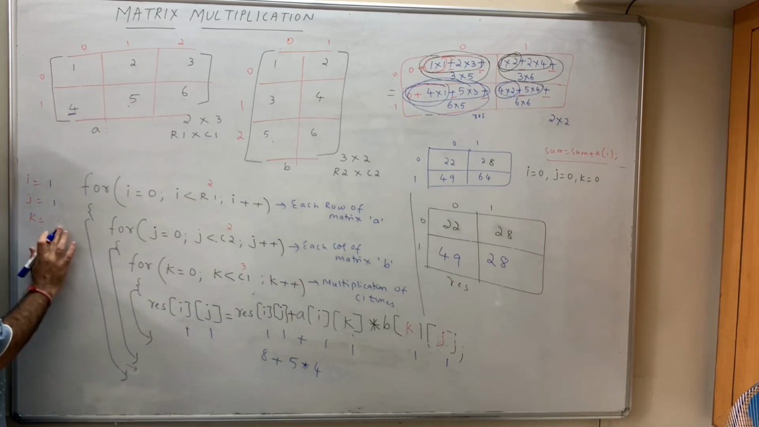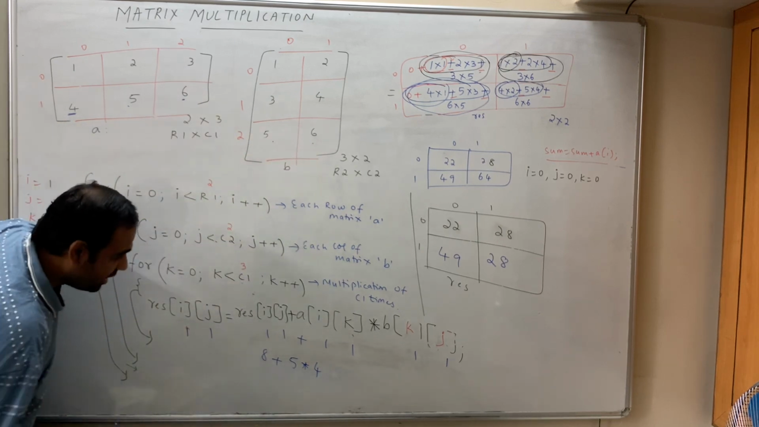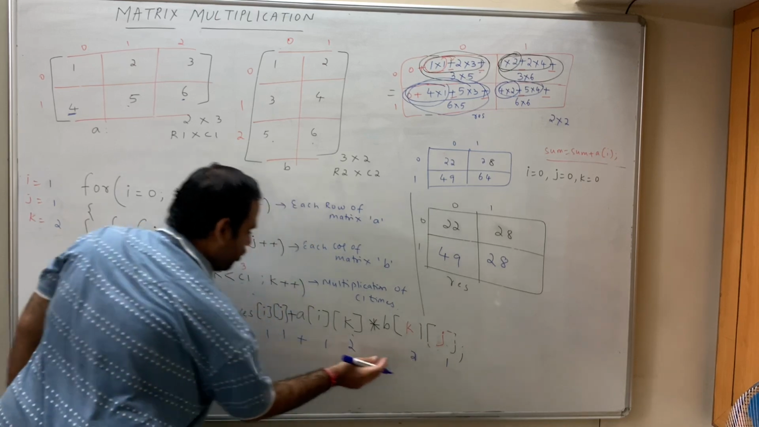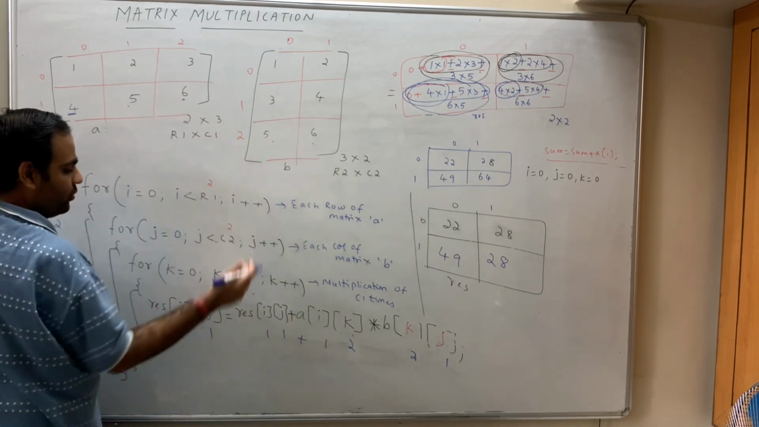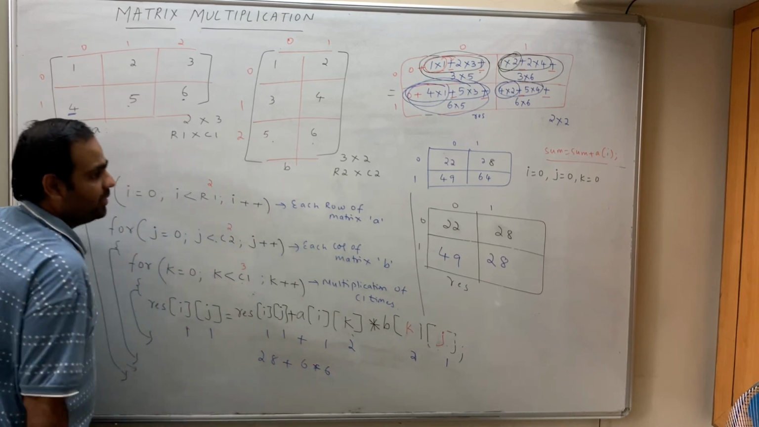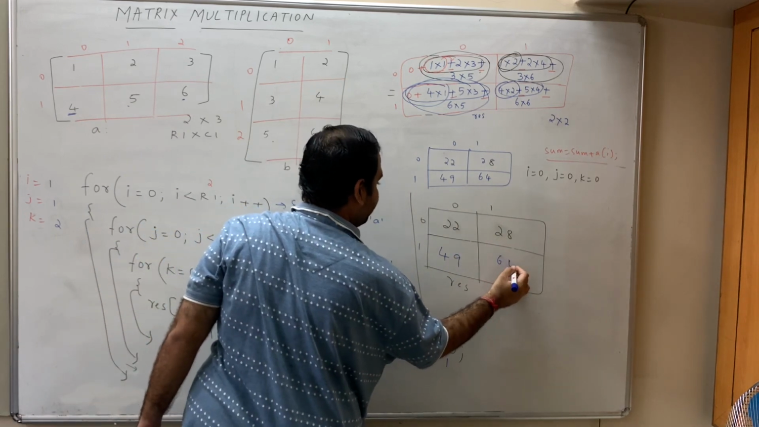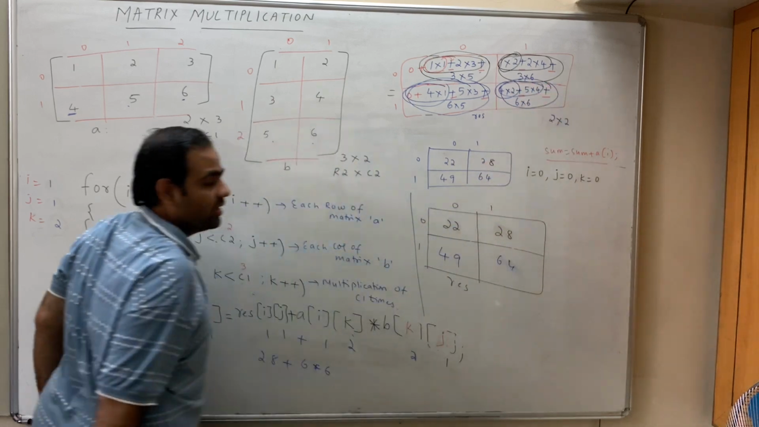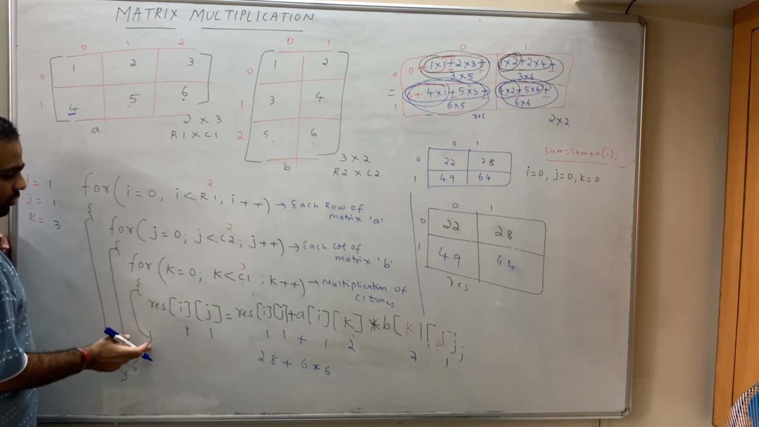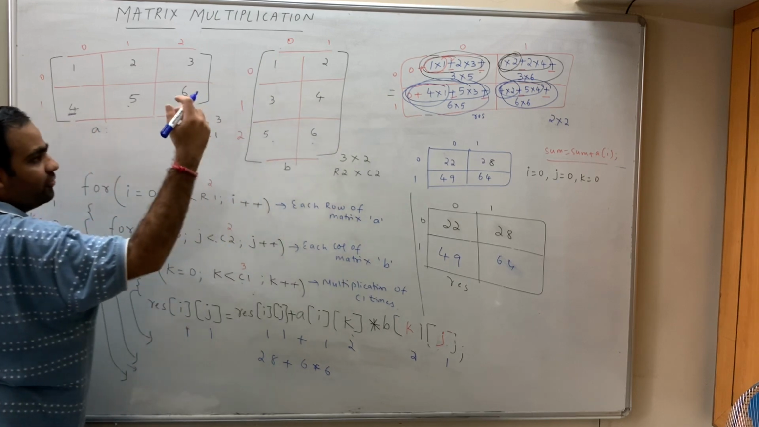Again you say k plus plus, the value of k is 2. This time we want to multiply 6 with 6 and you get the answer. Now what is the value of k? The value of k is 2. You multiply a of 1, 2 and b of 2, 1, and this is 28 plus 6 into 6. 28 plus 36 is 64. You are storing 64. Again you say k plus plus, k becomes 3. 3 less than 3 is false. You come out. It means the first row is multiplied with the first column of the matrix B.